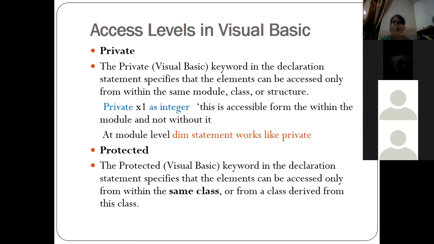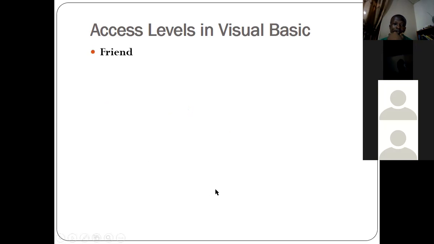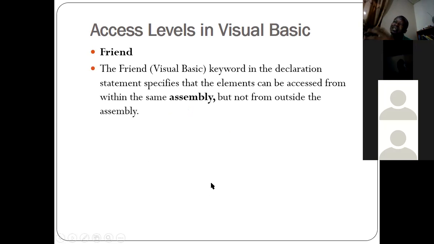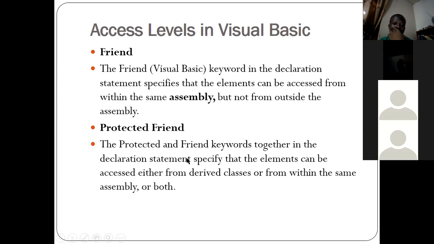You can look at the Protected keyword, which means elements can be accessed only from within the same class. The access means I want to use it. If you don't want to use something, you don't try to access it, do you? So that is the whole idea. Friend is also there, and Protected Friend, for access from the same assembly.